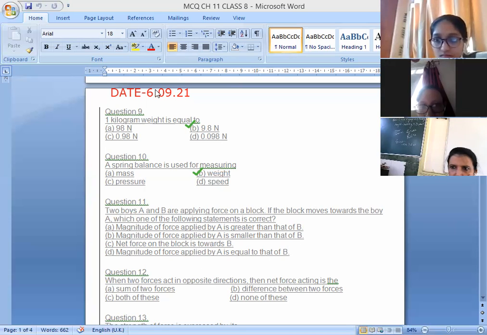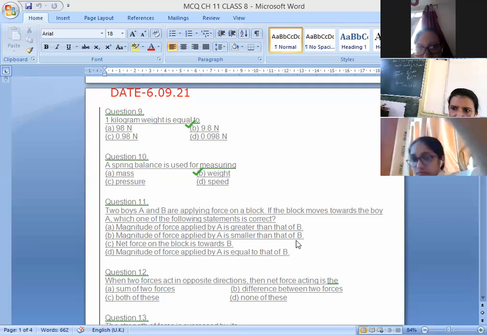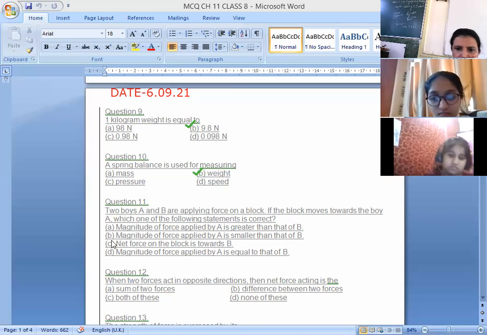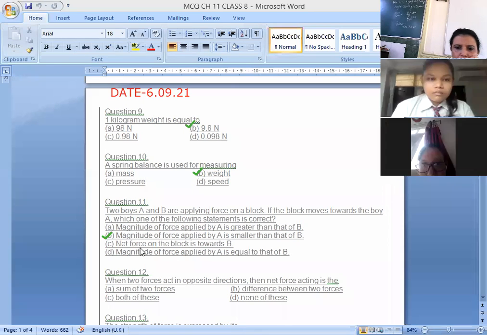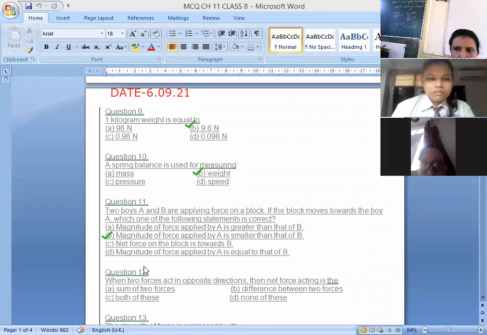Ma'am, B. It's B, the magnitude of force applied by A is smaller. Yes, that's why that block is moving towards A. Yes, Neha, want to say something? What will be the answer? He has given the B option. Ma'am, magnitude of force applied by A is greater than that of B. The block moved towards the boy A. Beta, the block is moving towards boy A, right? So it means A had applied a less force. So B option is the correct one. Okay? The block is moving towards A, so it means the force applied by A is less.